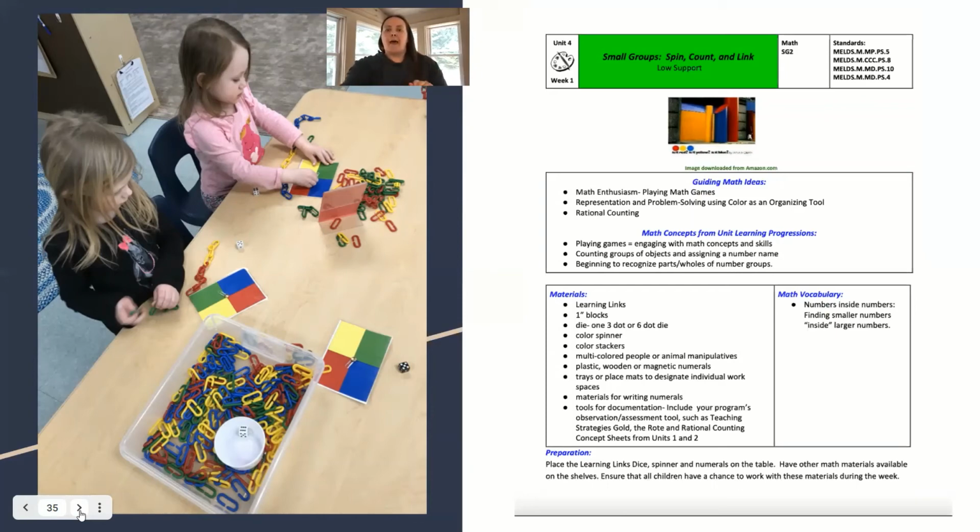In all the math activities, you will see that there's often the guiding math idea behind the activity, and math concepts from the learning and how it's progressed to the activity that you're doing today.